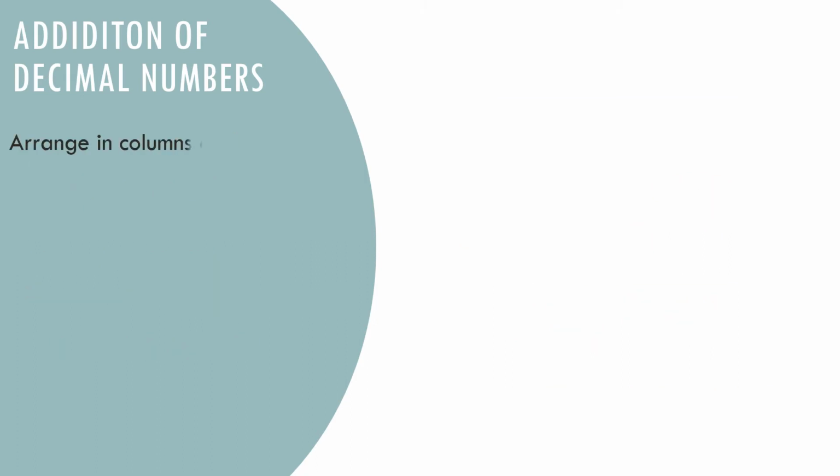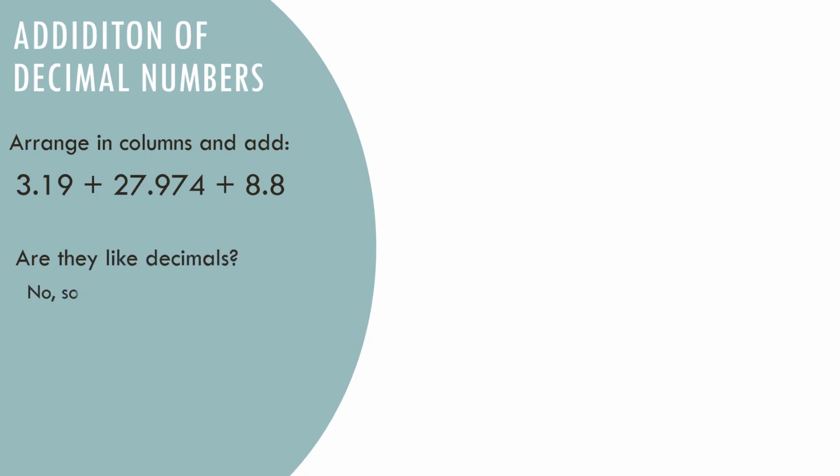Let us solve one more question. 3.19 plus 27.974 plus 8.8. Are they like decimals? No, so convert them into like decimals. Some of you might be wondering why we are converting them into like decimals. So that digits can be placed correctly without any mistake. Understood? Okay. And we know that adding zeros to the right of a decimal number does not change its value.